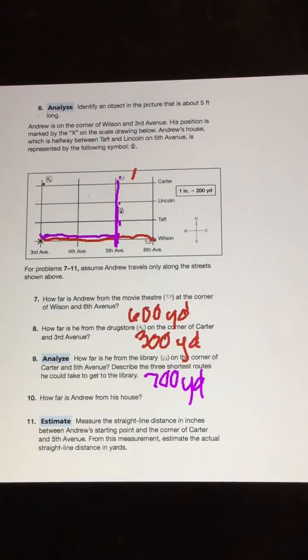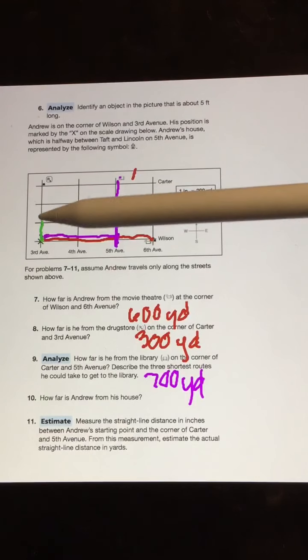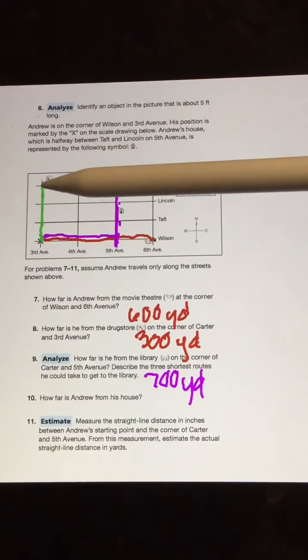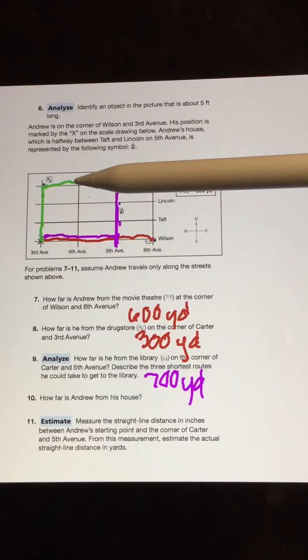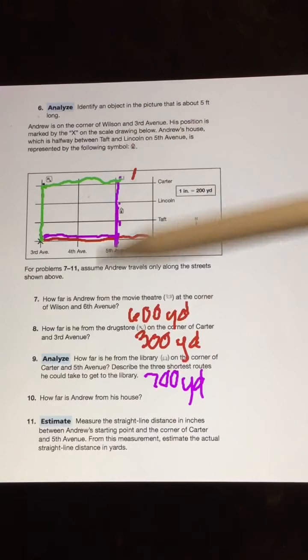Now I'm going to change the color to show you another route. Andrew could go like this: 100, 200, 300. Then he needs to add 200 going this direction, so that's 500 and 700. He could take that route.